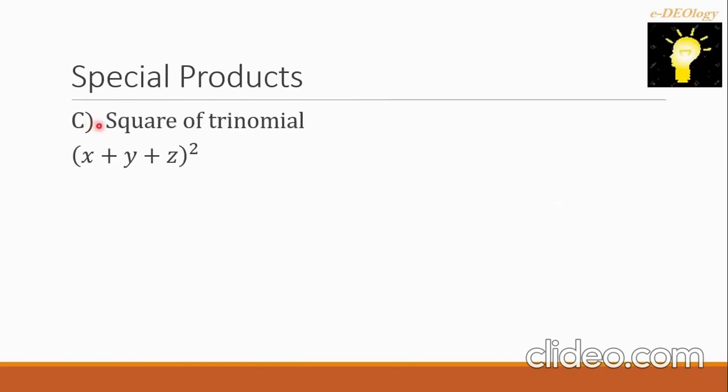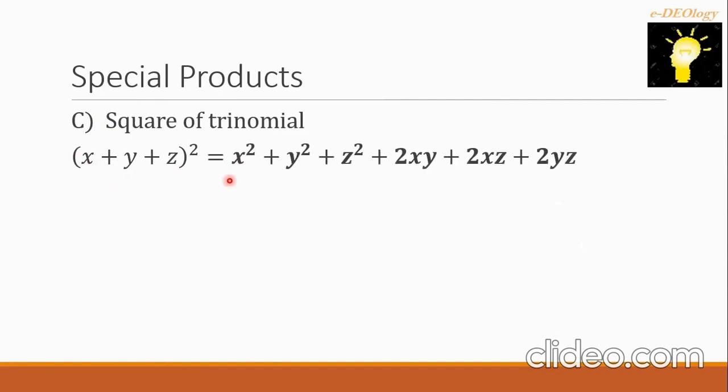Let's go now to our third type, and this is square of trinomial. As you can see here, we have three terms, x plus y plus z, all raised to 2. In the book, you will find that the answer for this is 6 terms. So let us examine one by one. We can group the 6 terms into 2 groups. The first 3 is one group. The last 3 is another group.